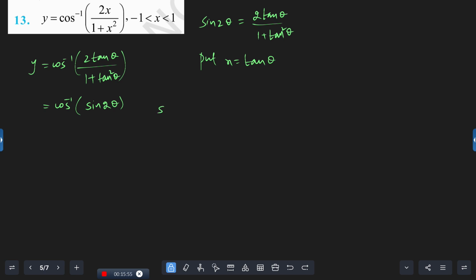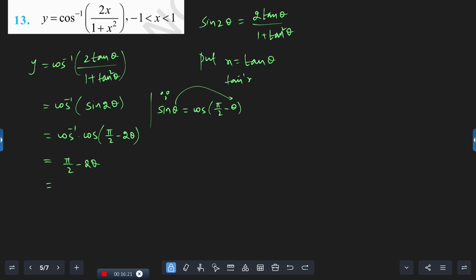So sin theta, how can you write in terms of cos? Again pi by 2 minus theta. Am I right? So here theta means theta, and 2 theta, now what will you write then? Cos inverse of cos of pi by 2 minus 2 theta. So cos inverse and cos cancel. Pi by 2 minus 2 theta. What is theta from here? Tan inverse x is equal to theta. You can replace: y is pi by 2 minus 2 into tan inverse x.